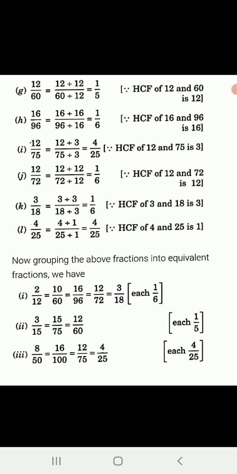Now you can see the fractions 2 by 12, 10 by 60, 16 by 96, 12 by 72, 3 by 18. All these fractions, when you simplify, we get the answer as 1 by 6. Similarly, 3 by 15, 15 by 75, 12 by 60, on reducing, we get 1 by 5. And also 8 by 50, 16 by 100, 12 by 75 and 4 by 25, always we get on reducing as 4 by 25. So these three are the fractions which all the fractions represent.